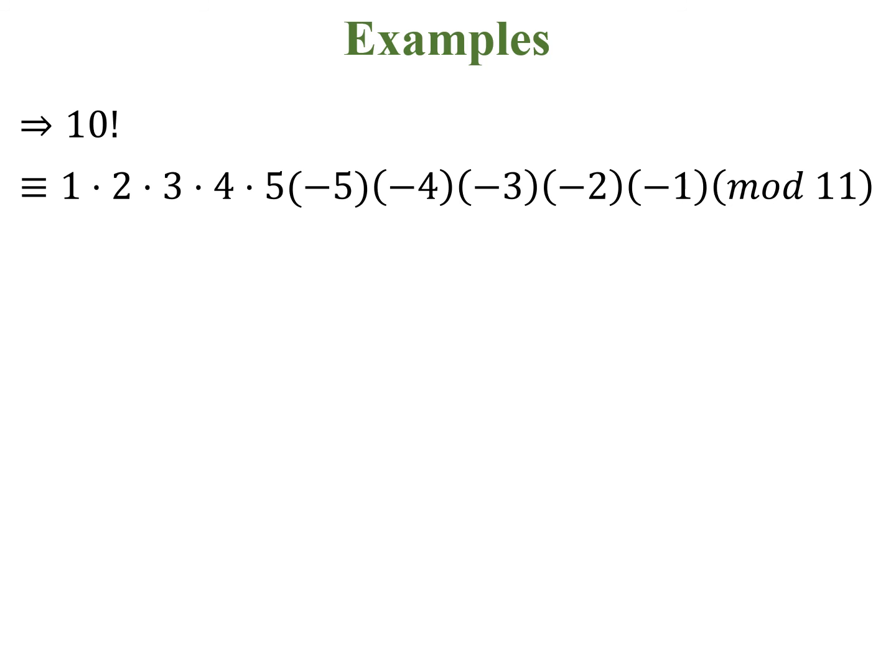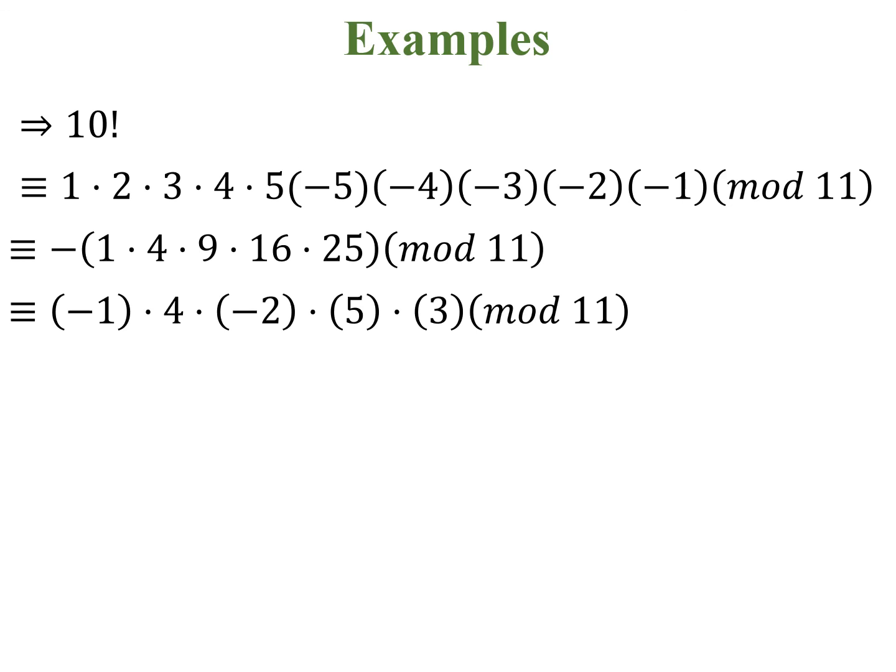Here there are 5 negative signs. Multiplication of an odd number of negative signs is negative. Therefore, this product of 5 negative signs will be negative, and you will get minus 1 into 1 is 1, 2 into 2 is 4, 3 into 3 is 9, 4 into 4 is 16, 5 into 5 is 25 modulo 11. Here, when we divide 25 by 11, we will get 3 as a remainder. When we divide 16 by 11, we will get 5 as a remainder.